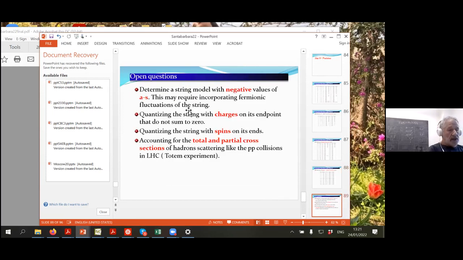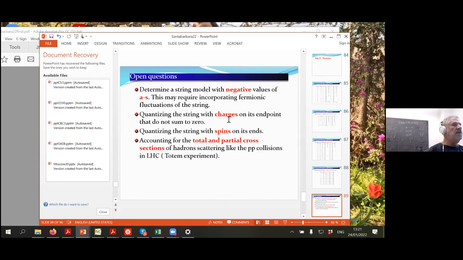So since I ran over time, let me also now mention very briefly open questions. So to me, it's very crucial to have a method to explain this negative A minus S. So this may require incorporating fermionic fluctuations. So we know that fermionic fluctuations are associated with negative intercept.